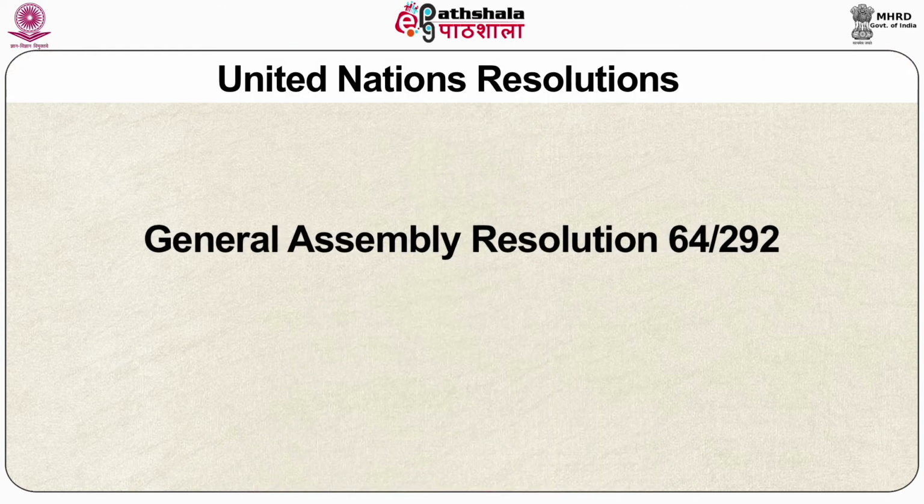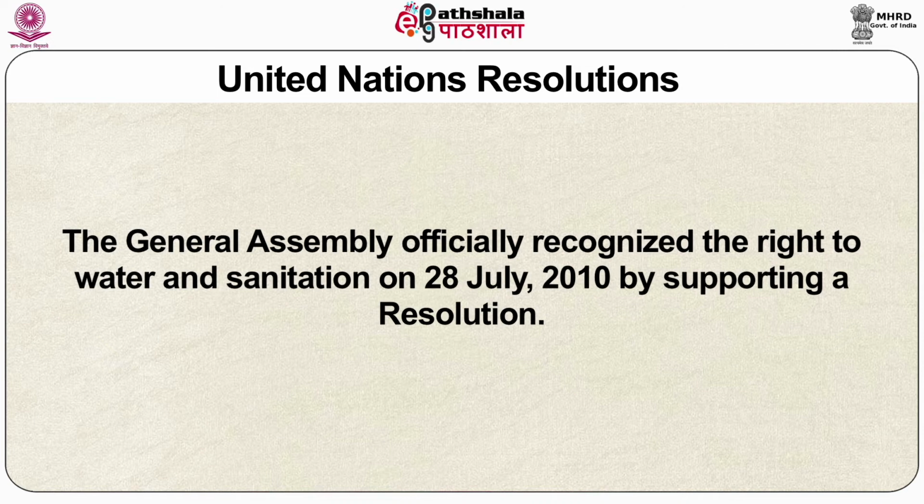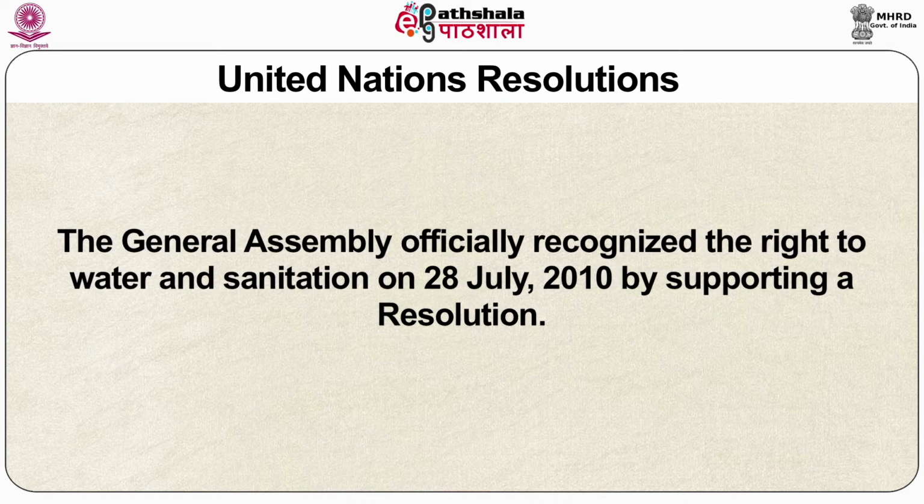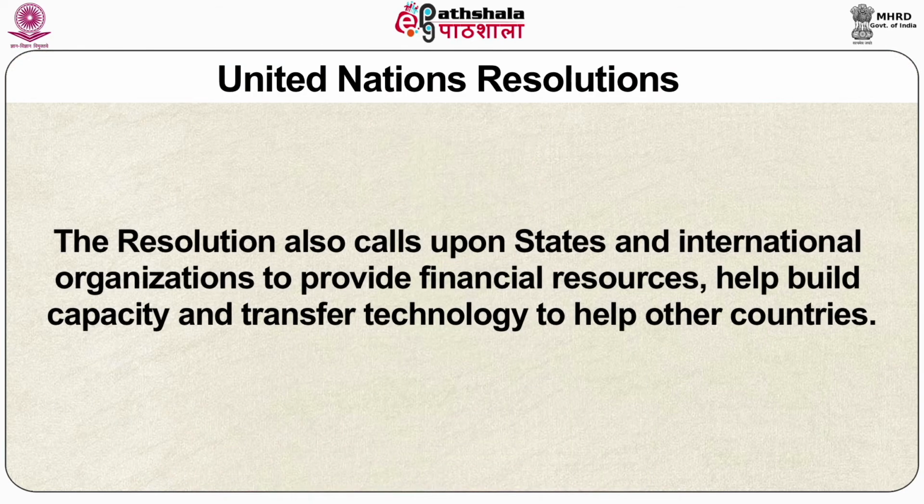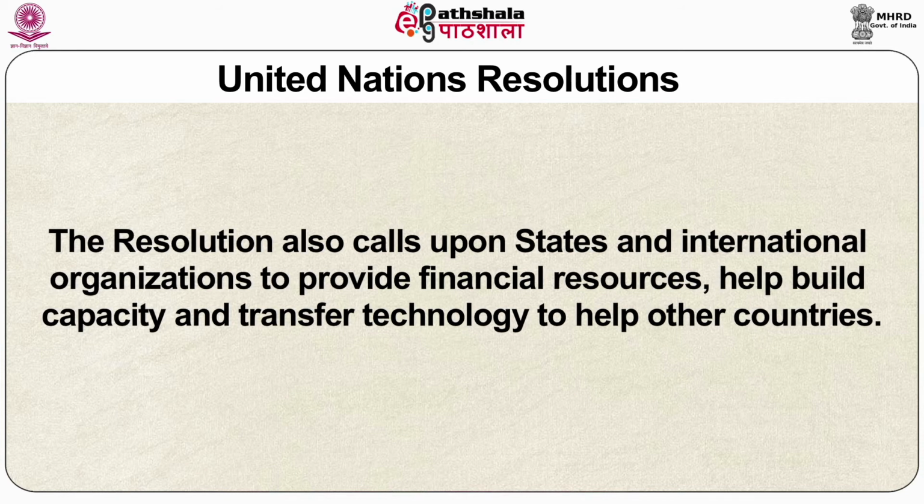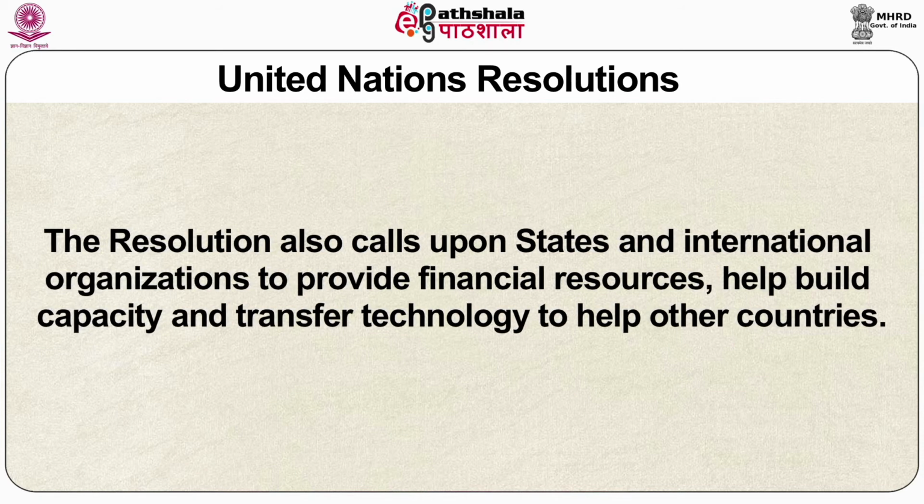General Assembly Resolution 64/292 is the third UN document that we would discuss. The General Assembly officially recognized the right to water and sanitation on 28th July 2010 by supporting a resolution. Resolution 64/292 acknowledges that clean drinking water and sanitation are integral to the realization of all human rights. The resolution also calls upon states and international organizations to provide financial resources, help build capacity and transfer technology to help other countries, especially developing and underdeveloped ones, to provide safe, clean, accessible and affordable drinking water and sanitation for all.